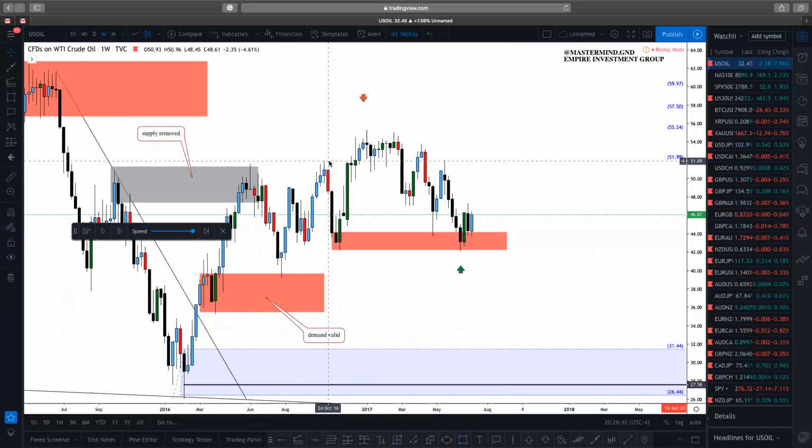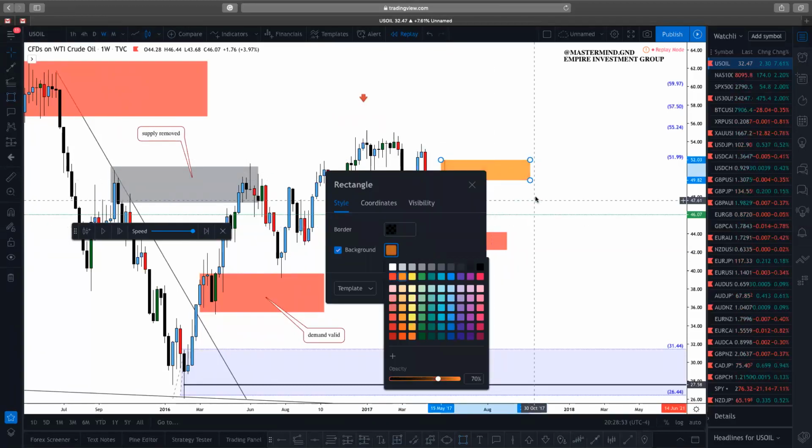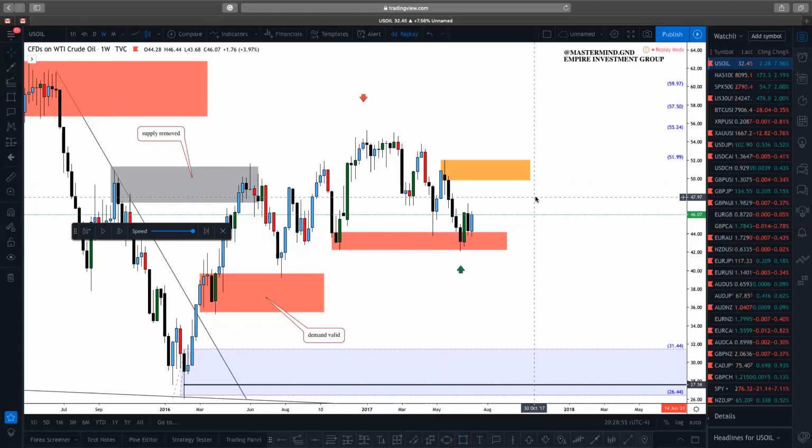The zone was removed, right? Here we had a reaction. Here we had the zone being removed, right? So what would happen? This supply zone here would not be valid, right? It would not be valid to go short. But you know, there's a lot of other things to take into consideration, right? But for now, we're just going off the idea of one zone removing the opposing zone to validate that supply and demand zone, right?